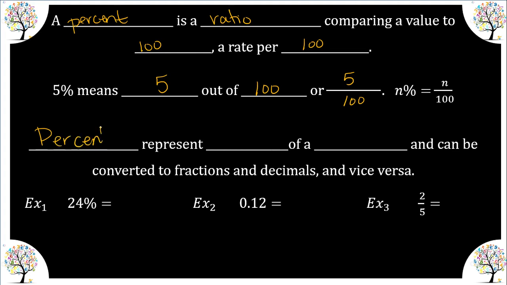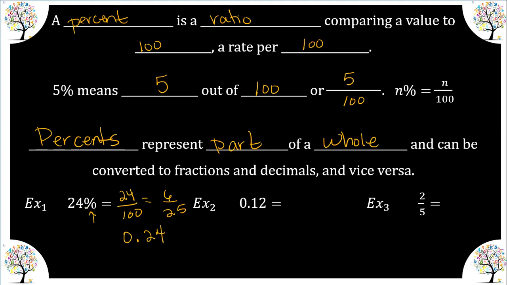Percents represent part of a whole and can be converted to fractions and decimals and vice versa. So sometimes we're going to need to convert our rational numbers, our percents, decimals, and fractions to the other rational forms. So to convert 24%, again, the percent symbol means out of 100, then we can simplify this to 6 over 25, and then we can divide 6 divided by 25 to get the decimal form.